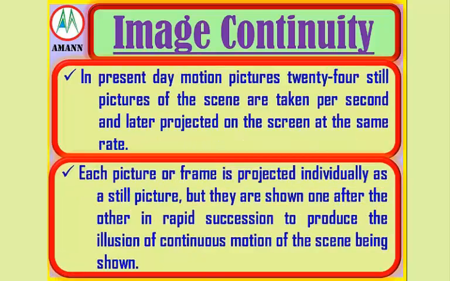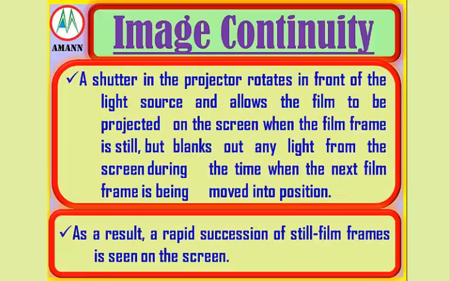In present-day motion pictures, 24 still pictures of the scene are taken per second and later projected on the screen at the same rate. Each picture or frame is projected individually as a still picture, but they are shown one after the other in rapid succession to produce the illusion of continuous motion of the scene being shown. A shutter in the projector rotates in front of the light source and allows the film to be projected on the screen when the film frame is still, but blanks out any light from the screen during the time when the next film frame is being moved into position.